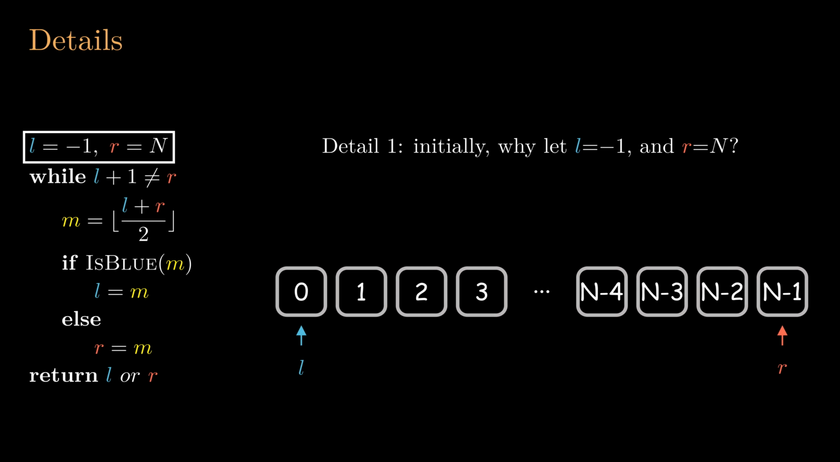The answer is no. Suppose the entire array is red. Then, if we initialize L to be 0, L will be in the red region, which is wrong. Similarly, if the entire array is blue, then if we initialize R to be n-1, R will be in the blue region, which is wrong. This is why we need to initialize L to be -1 and R to be n.